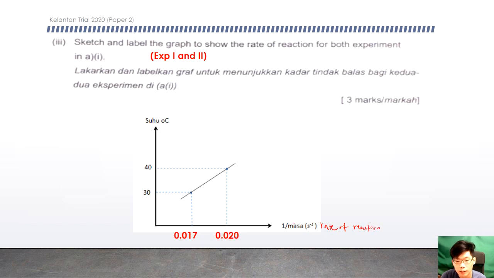Okay, so how to get the 1/time? It is very simple. For experiment 1, the time taken is 60 seconds, so 1/60 gives 0.017 per second. Set 2 is 1/50, so you get 0.020 per second. So you just sketch a graph here, at 30 degrees Celsius and 40 degrees Celsius. Okay, you can sketch a linear graph here.